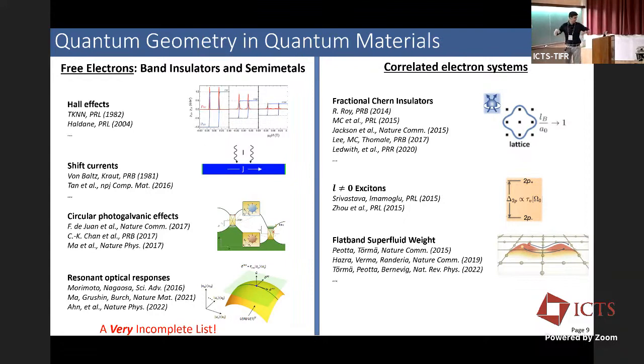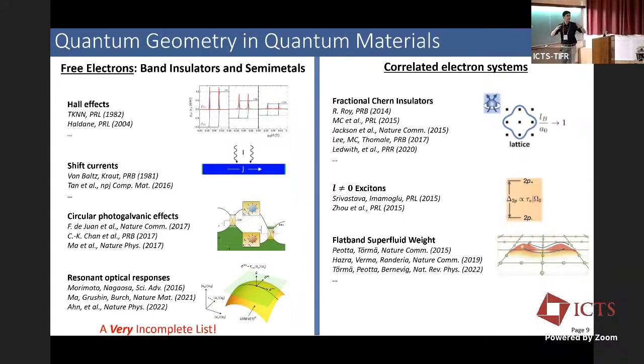If you have a perfectly flat band, you would imagine that the superfluid weight should go to 0 because the electrons essentially don't move. There's no kinetics. It turns out that quantum geometry is a way out of this problem, which can be inferred from the real space picture we had on the previous slide.